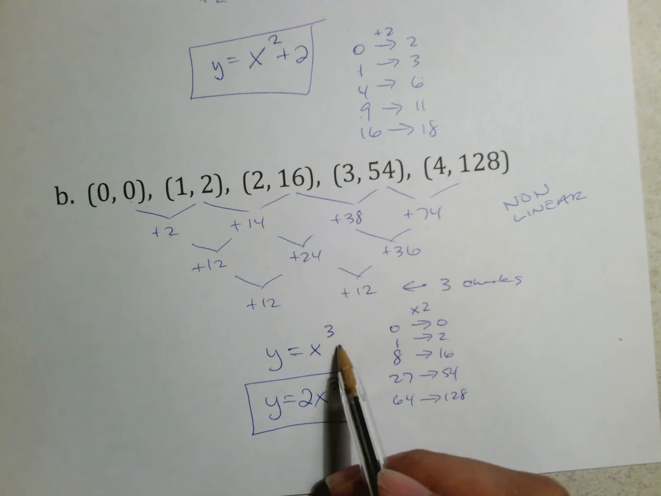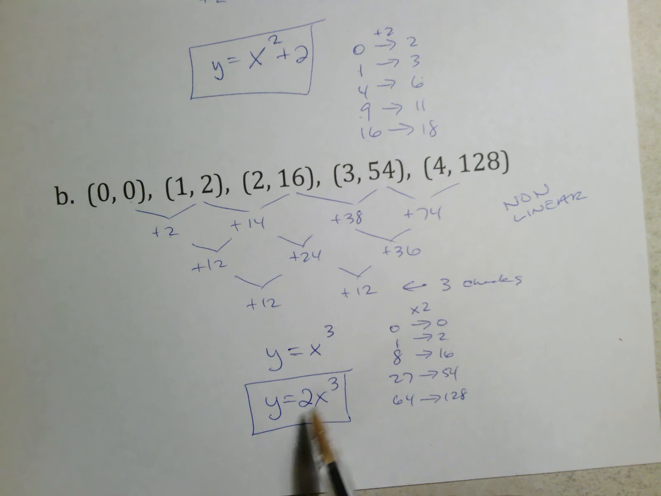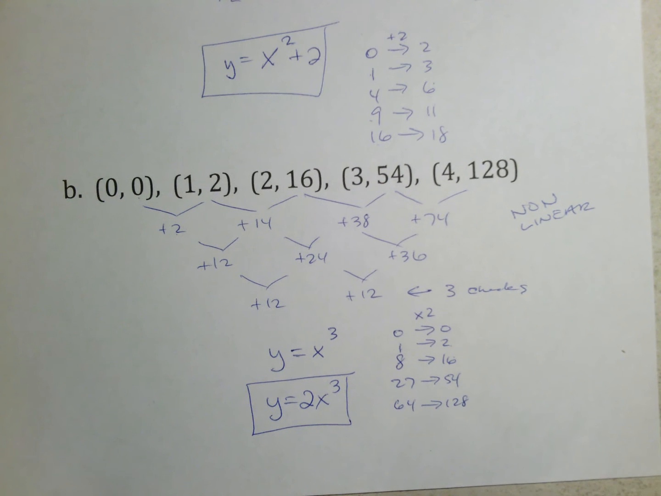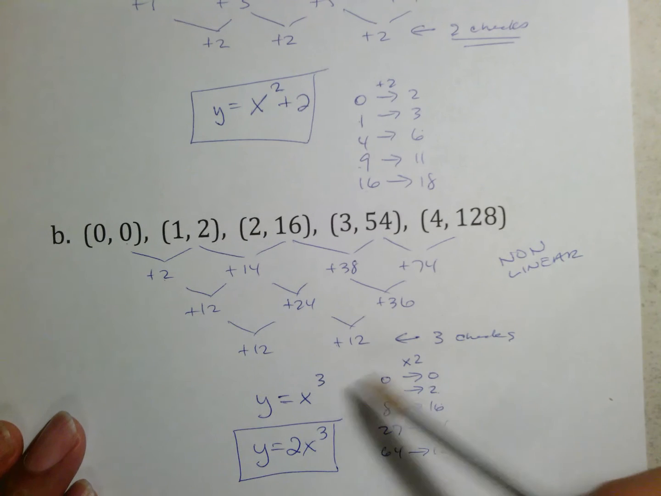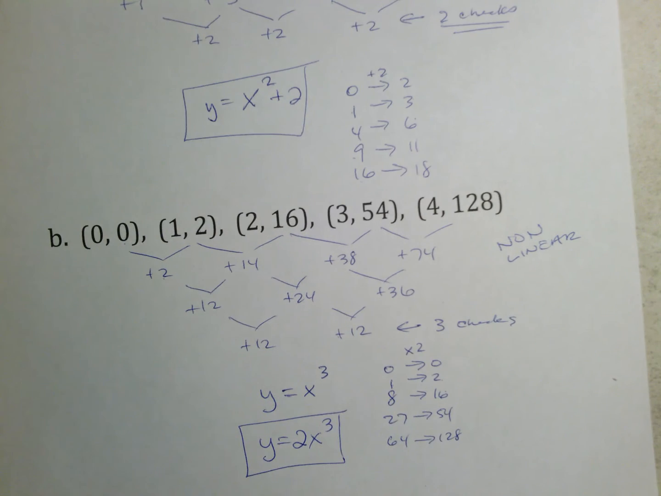Since we really can't put times 2, we would just put the 2 in front of that pattern and call it what it is right there. Okay? So again, the general idea here is that 2 checks leads to x squared, 3 checks automatically is x to the third as your base pattern.